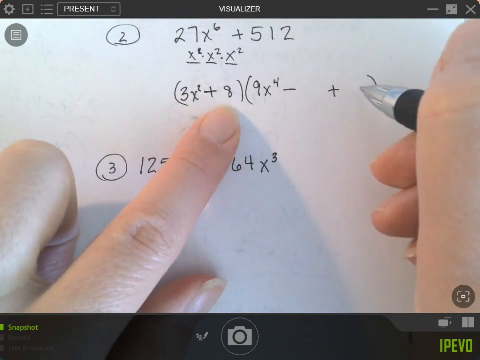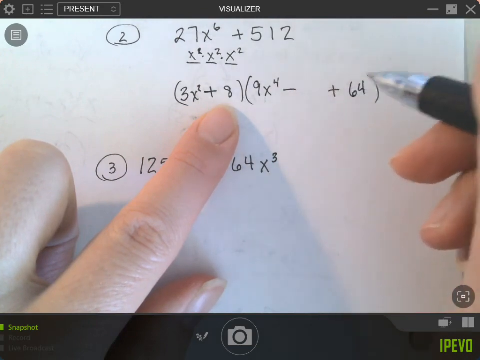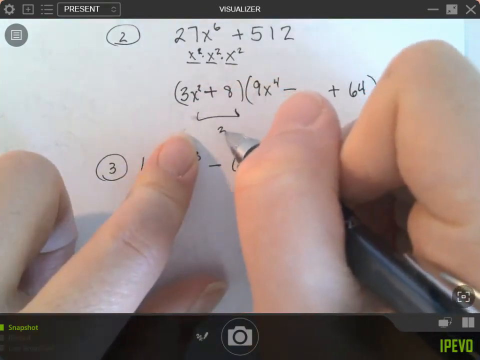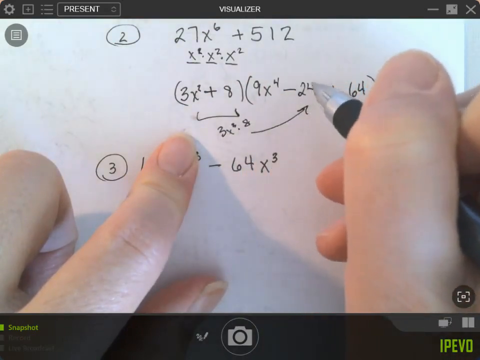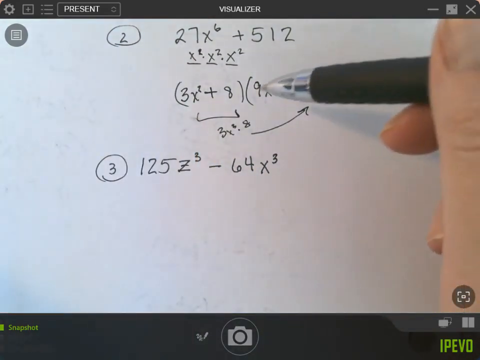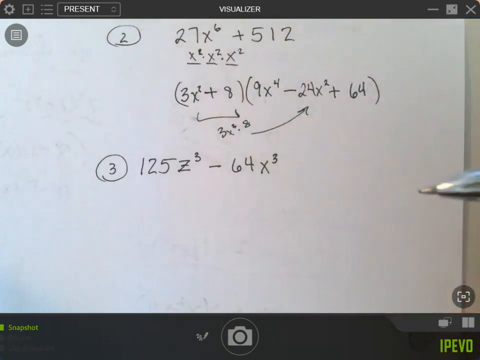Okay, what goes last? 64. And what goes in this middle? What gets smashed together? You would take 3x squared times 8. So did you say 24x squared? There you go. Now, we're not factoring this further, okay? But you should check the binomial part.